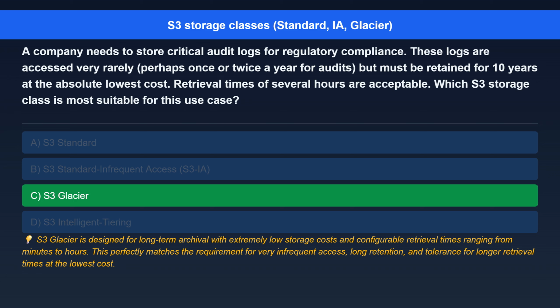S3 Glacier is designed for long-term archival with extremely low storage costs and configurable retrieval times ranging from minutes to hours. This perfectly matches the requirement for very infrequent access, long retention, and tolerance for longer retrieval times at the lowest cost.